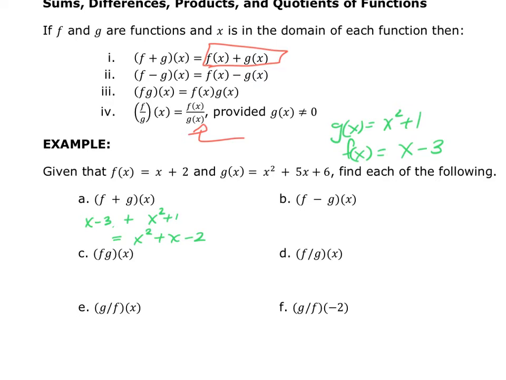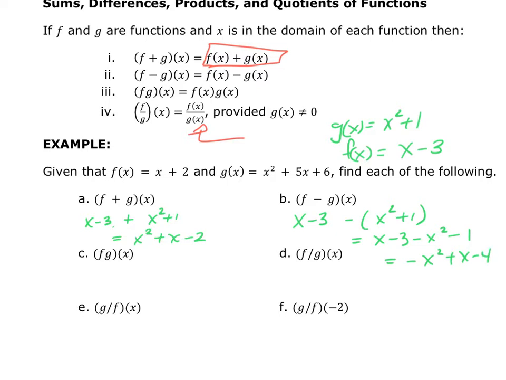For the subtraction, I'm going to make sure that I pay attention to who's being subtracted from who. And so my f function is first, x minus 3, and I'm going to subtract off my g function, which is x squared plus 1. So my first grouping, I really didn't even need the parentheses, but the second grouping I did to make sure that I remembered to distribute the negative through. So this is going to be equal to x minus 3 minus x squared minus 1. And then by cleaning this up, I'm just going to write my x squared first and combine up like terms. So negative x squared plus x minus 4.